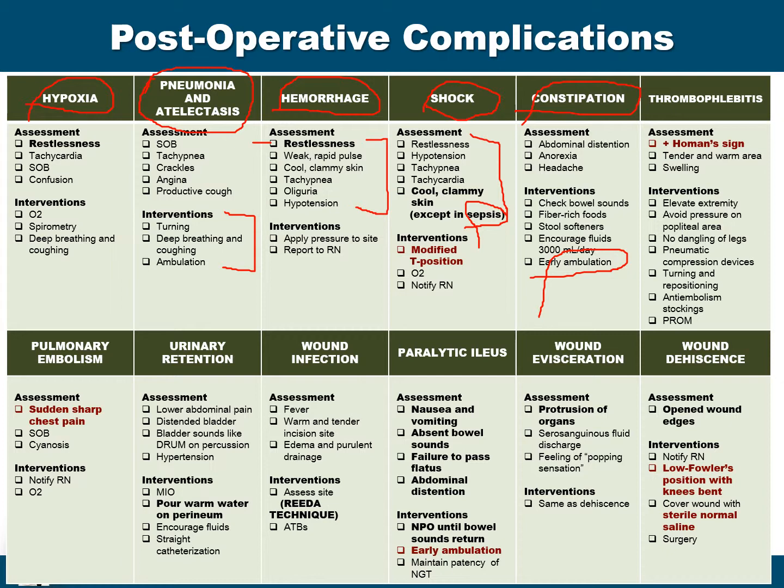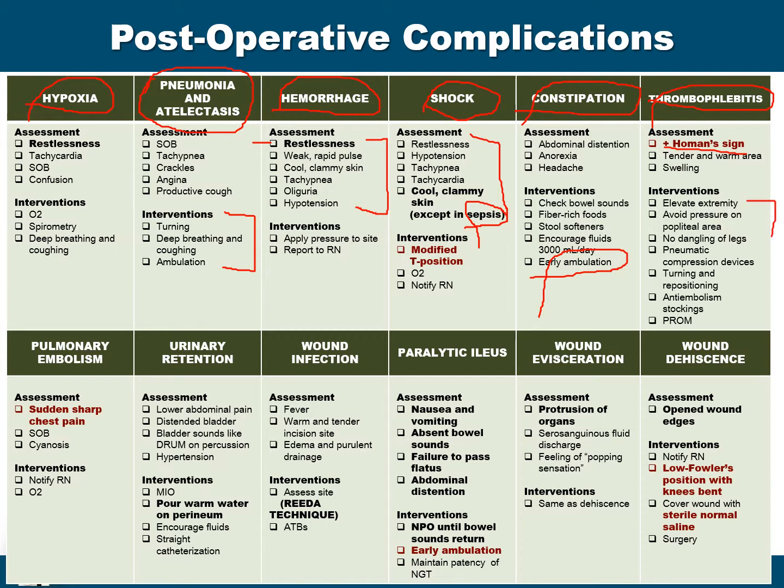Now, another complication is going to be thrombophlebitis, or the inflammation of the vein due to clot formation. Now, our assessment would be a positive Homan sign. Now, what is a positive Homan sign? That is the pain behind the knee when the foot is being dorsiflexed. And also other signs of thrombophlebitis would be a tender and warm area on the extremity of the patient, and also swelling of the extremity.